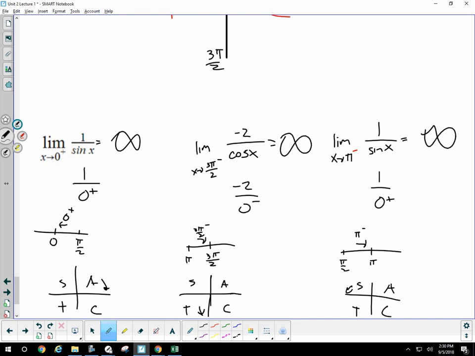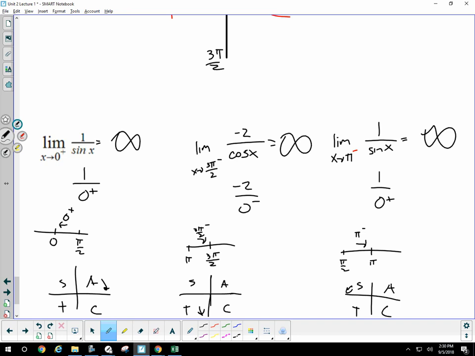You get positive for all three of them. Positive infinity for all three. I just changed it to pi from the left because we already did pi from the right. If you did pi from the right, it would have been a negative, yes.